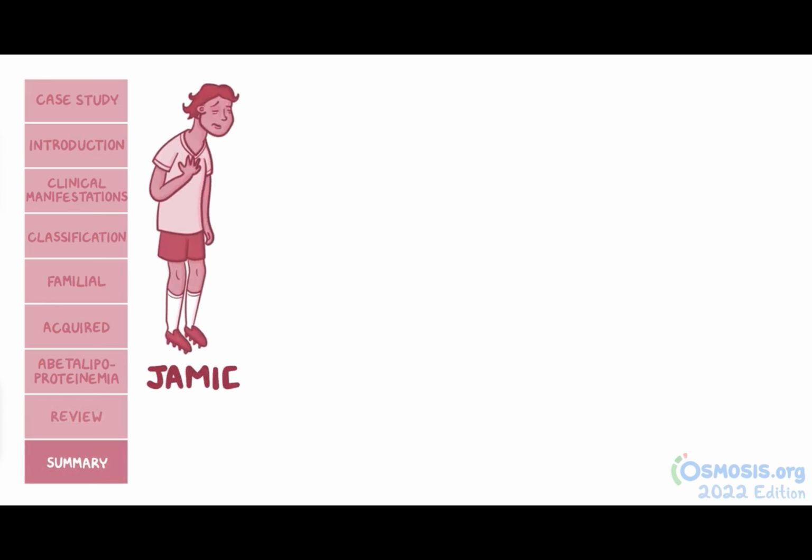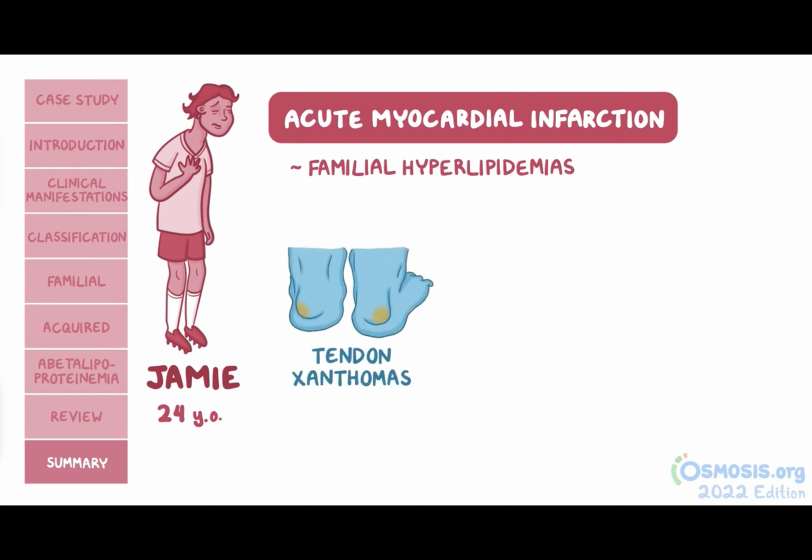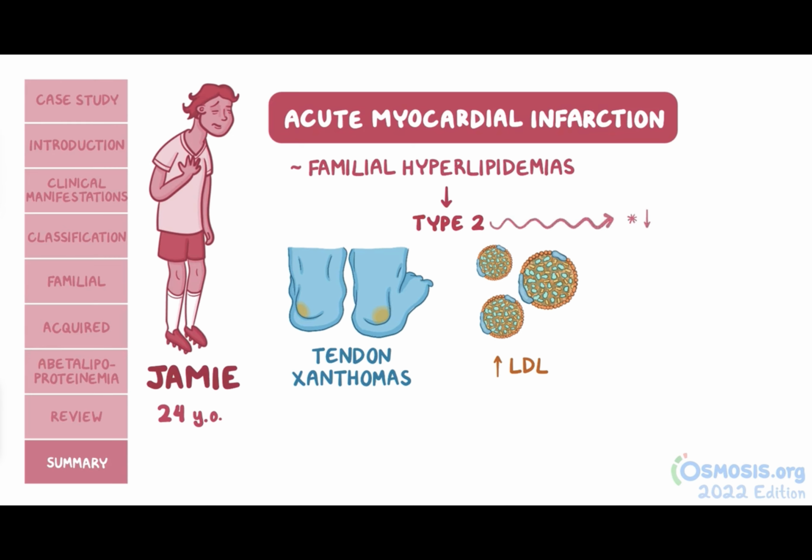Okay, back to our case. Jamie is presenting with an acute myocardial infarction. Considering his relatively young age, it's important to consider familial hyperlipidemias. Tendon xanthomas on examination, combined with elevation of LDL on lab testing, all point towards type 2 familial hyperlipidemia, usually caused by a decrease in the number of LDL receptors or ApoB100 protein in the liver.